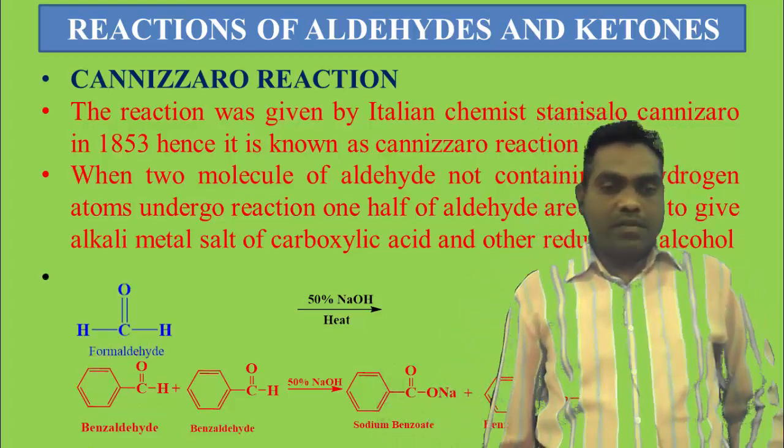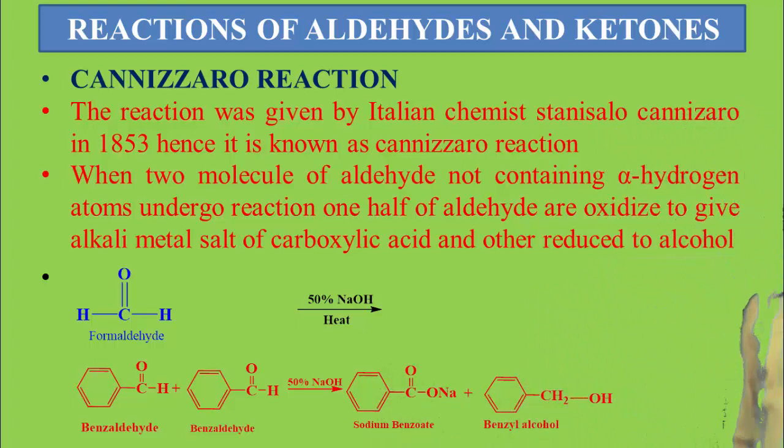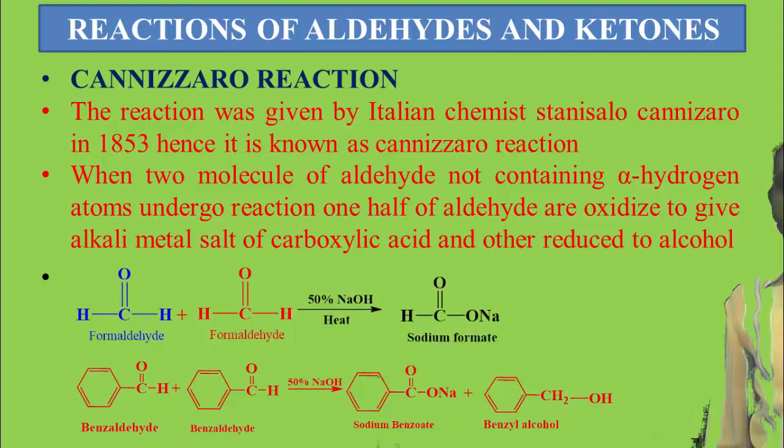Suppose this is the first molecule of formaldehyde, and then the second molecule of formaldehyde. When we heat it in 50% NaOH, we get sodium formate along with the alcohol.